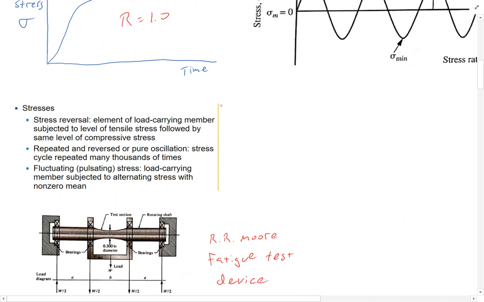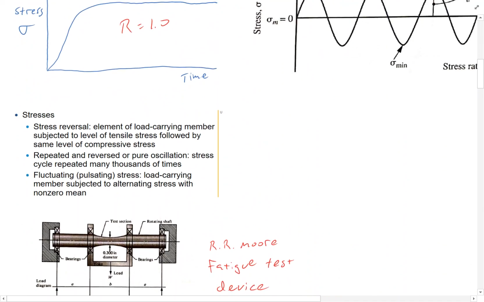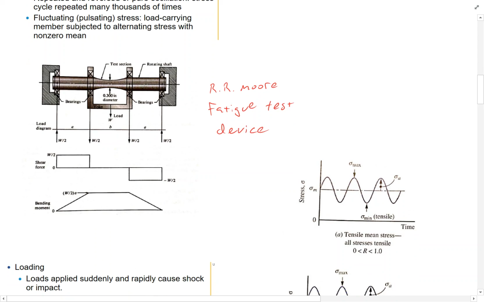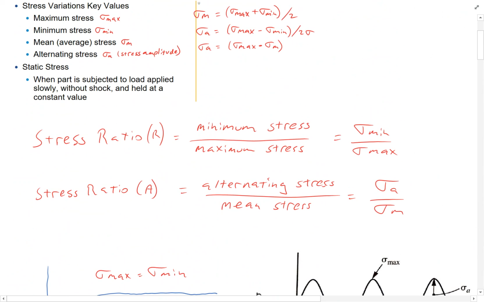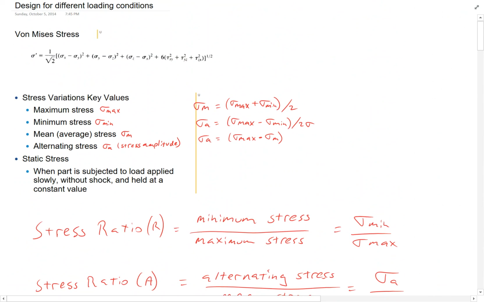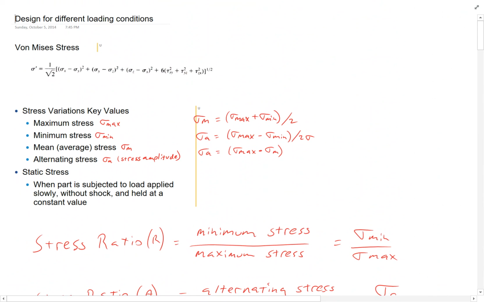Okay, so next time we'll get in a little bit more into fatigue and loading, and I'll bring my other laptop, which I've got SolidWorks on, and we'll just play around with it a little bit and do some fatigue stuff as well. So, okay, that's it for today.